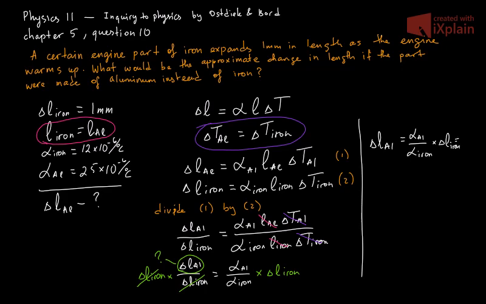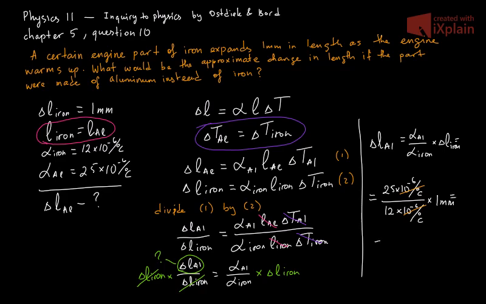So let's plug in now the numbers. Alpha aluminum is 25 times 10 to the negative 6 over degrees Celsius. Alpha of iron would be 12 times 10 to the negative 6 over degrees Celsius. Delta L of iron is 1 millimeter. I'm going to keep it in millimeters because it will cancel out. The degree Celsius cancels out. The answer will remain in millimeters.